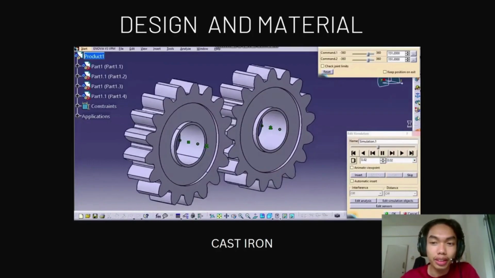So that is our simulation video for this assignment, and our spur gear for this assignment is made from cast iron. And that is the rolling video for our gears. So for the next slide, I will be passing on to Nur Fatin Hazirah. Thank you so much.